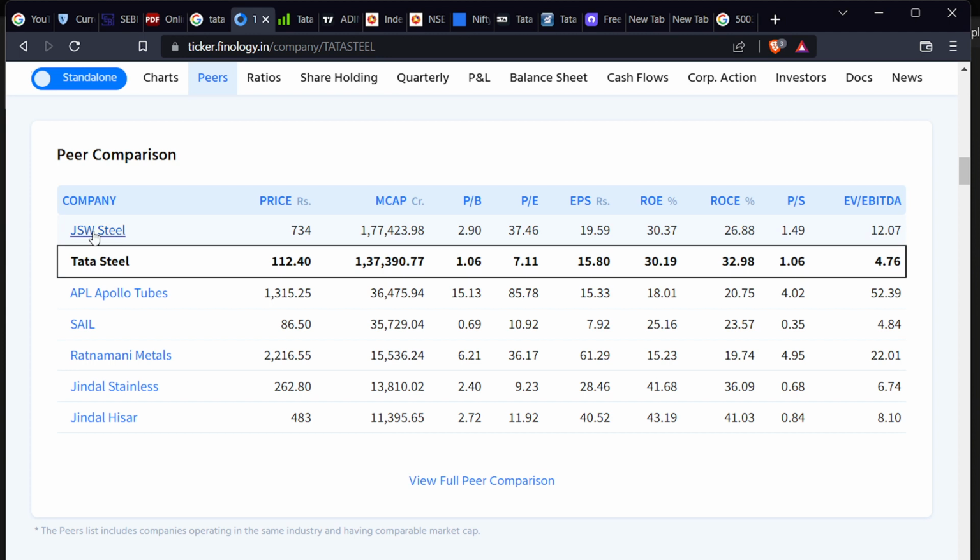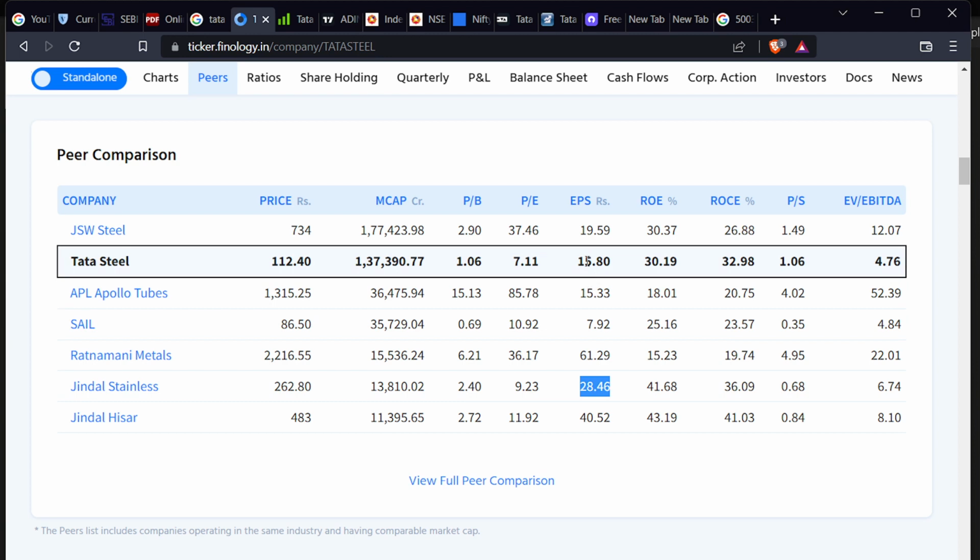But again, you can see JSW Steel's EPS is good. For Tata Steel, for one share you are getting 15.80 at the end of the year. For JSW you are getting 19.59. So which is better? And again when you compare with others, here you can see Jindal Stainless Steel. The PS is 0.68, it is below 1, a value stock. Here the EPS is also good, 28.46. For one share you will get 28.46.